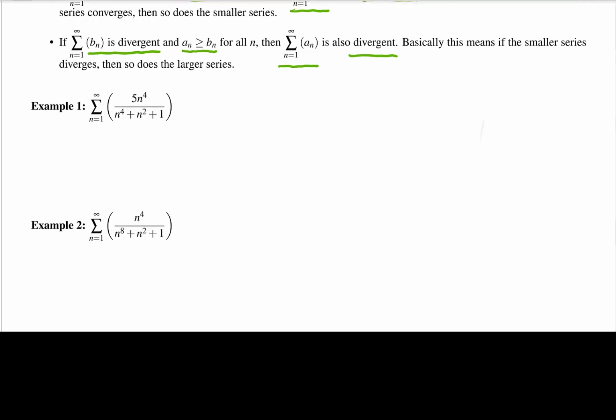So let's start looking at some examples. Example 1 is a constant reminder to us that we should always use our test for divergence first. If we use our test for divergence, we'll get that the limit as this sequence goes to infinity is going to be 5. So we can say that this diverges by the test for divergence.